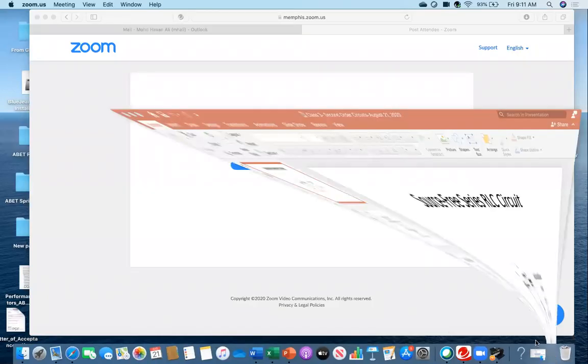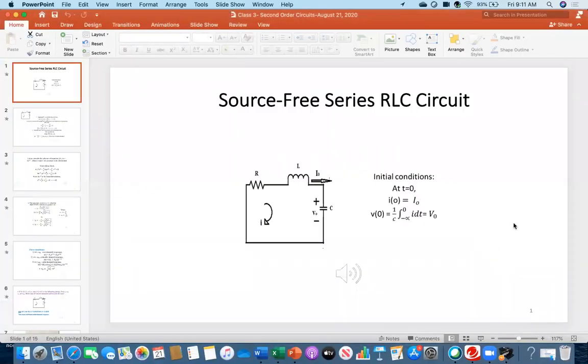Okay, okay. So, let me share my screen. Can you see my screen? Like source free series RLC circuit? Yes. Okay, thank you.